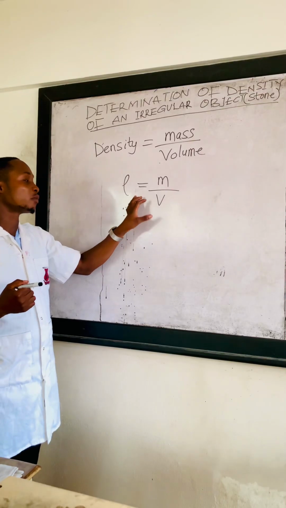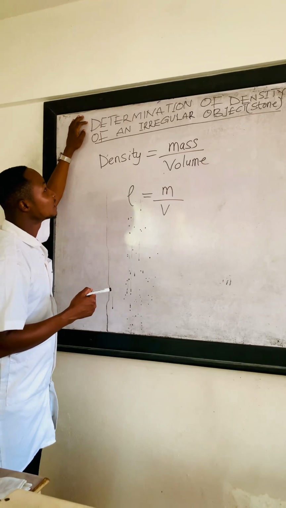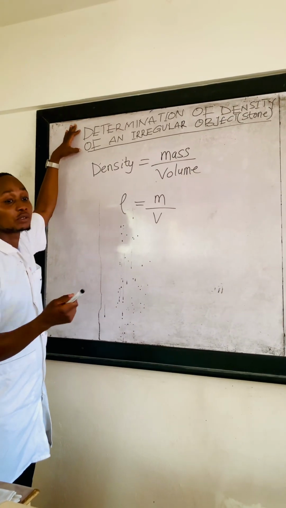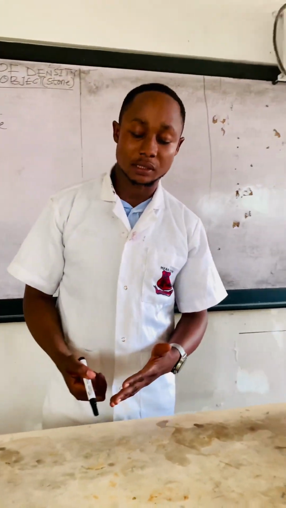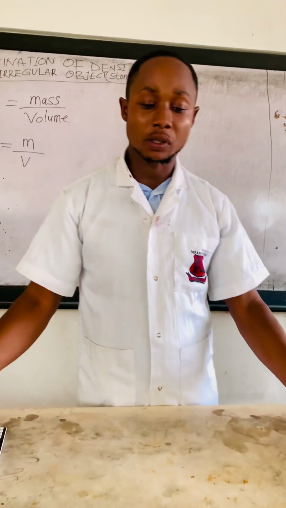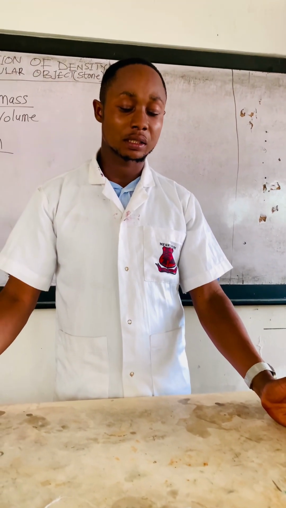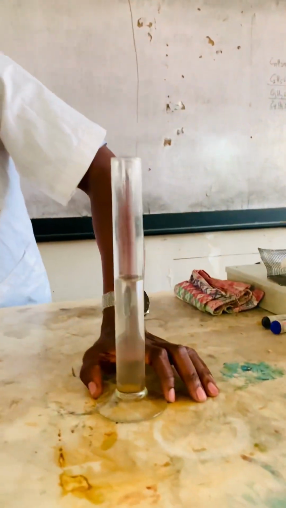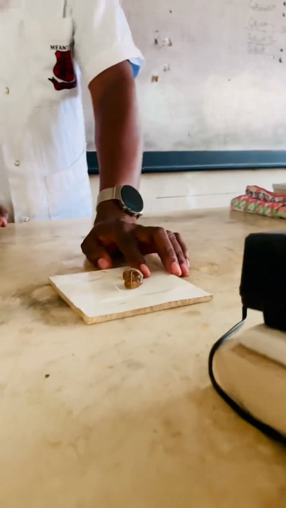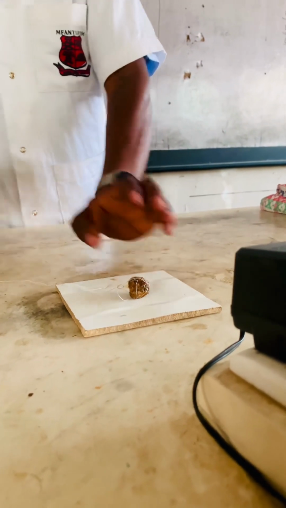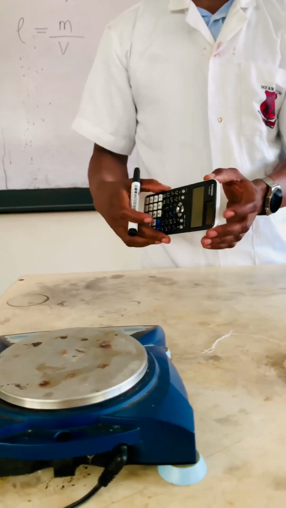From here, we move straight to the topic for today: determination of density of an irregular object, for example, a stone. So this afternoon, we are going to determine the density of an irregular object, that is the stone. Before we conduct this experiment, I have with me some of the apparatus needed. The first one is the measuring cylinder containing a known volume of water. The second one is the stone, the irregular object. The last one is the electronic balance. I also have a calculator for calculations.